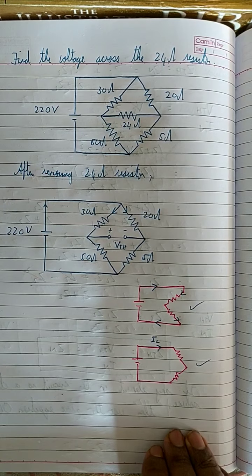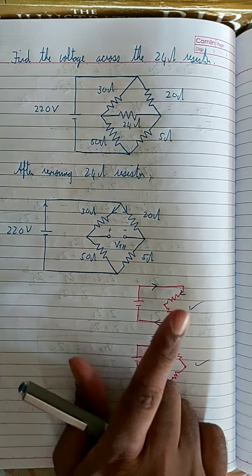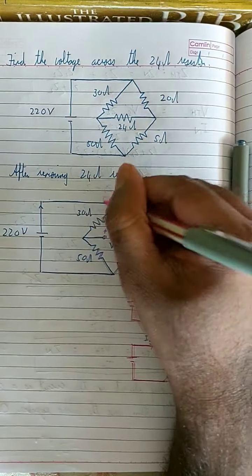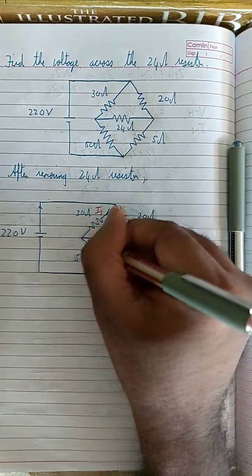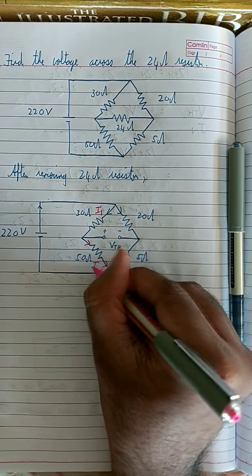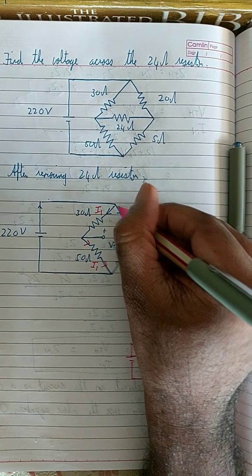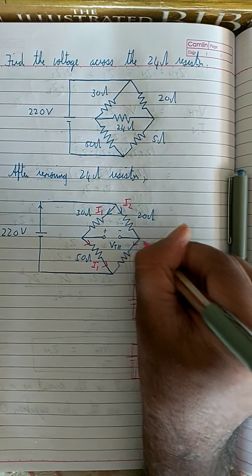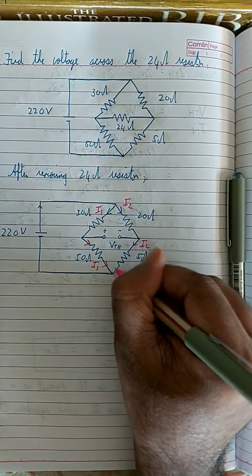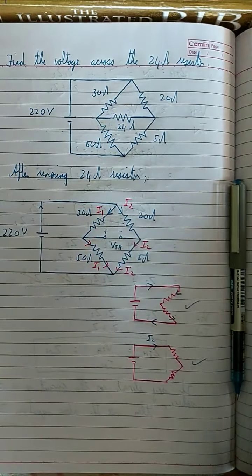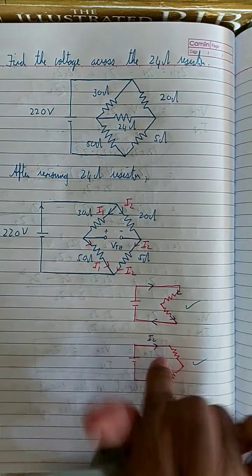So here what I'm trying to say is that, let this be I1. I1 is flowing in this direction. And let the current in this branch be I2, which means it goes over here. This is I2. So I can say there is an equation for I1 and an equation for I2.